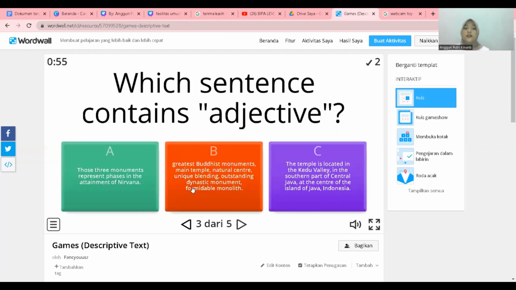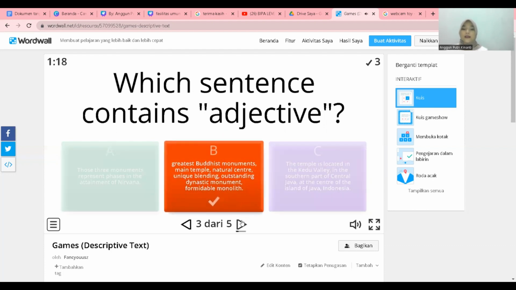And which sentence contains an adjective? Adjective explains a noun or pronoun. So A: those three monuments represent the path in attainment of nirvana. B: greatest bodies, the temple is located. I think it's greatest. Oh, right.